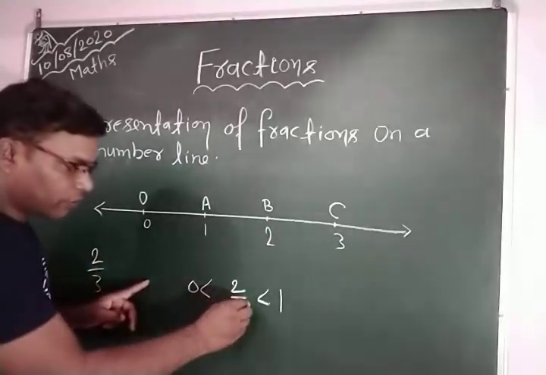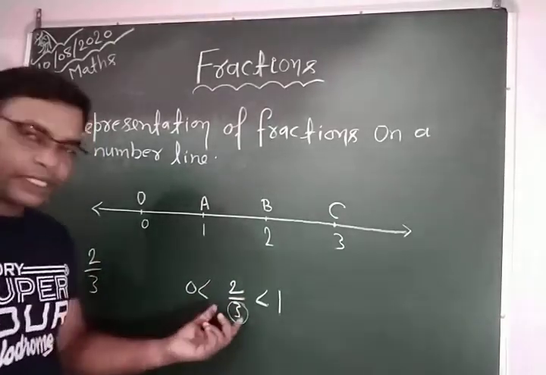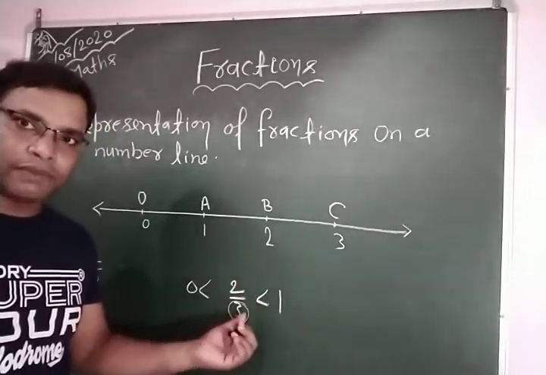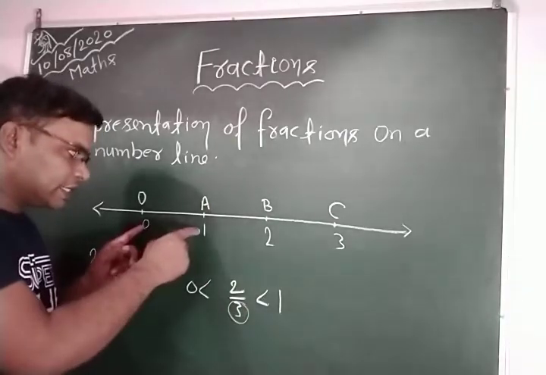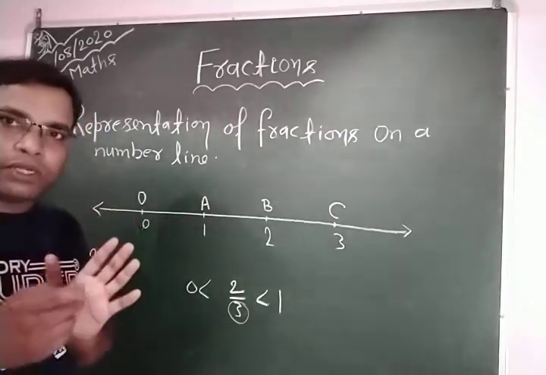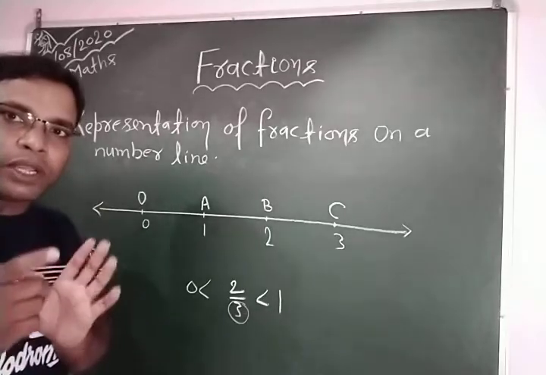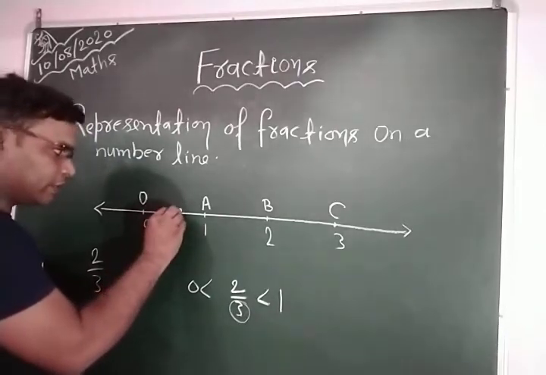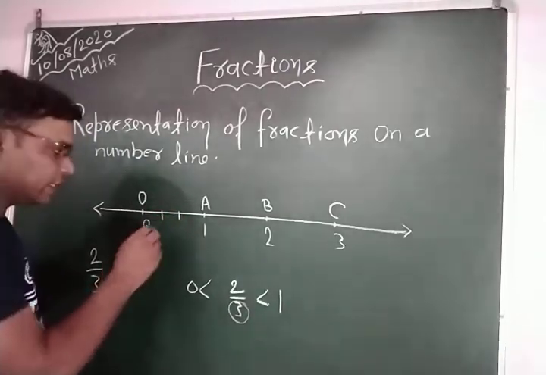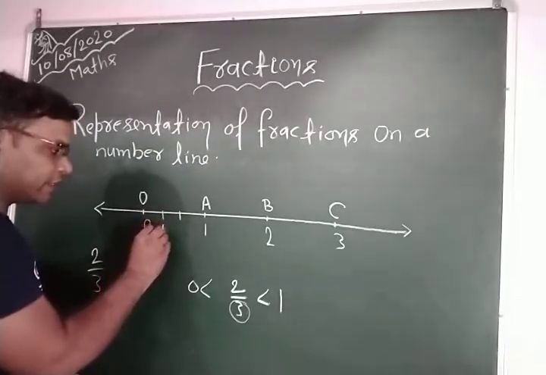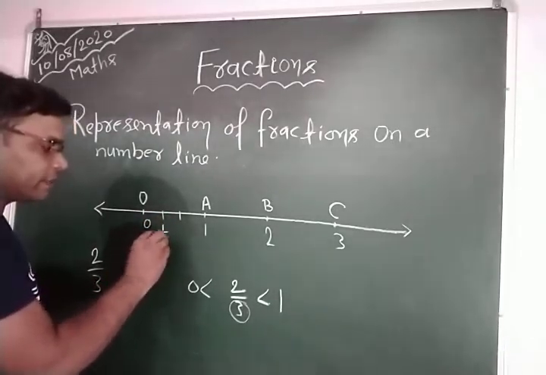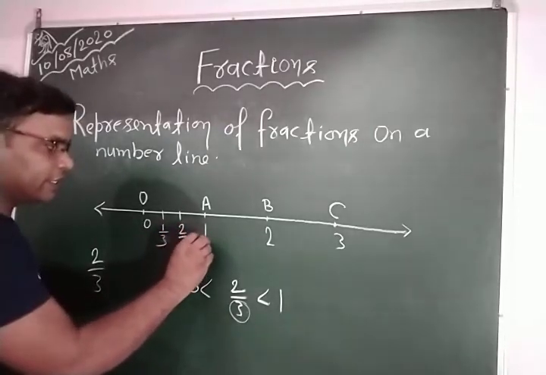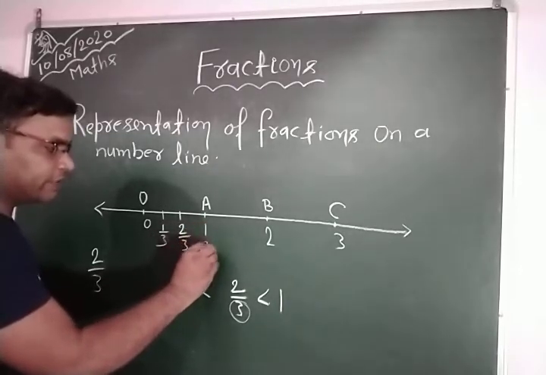So here the whole is 3. The denominator is the whole part, and the numerator is the part of the whole. So we divide the line segment between 0 and 1 into 3 equal parts. This part is 1 by 3, this part is 2 by 3, and this is 3 by 3.